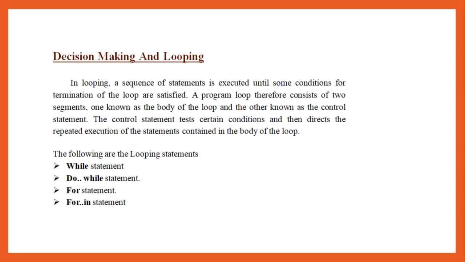Next is decision making and looping. What is a loop? A sequence of statements is executed until some condition is satisfied, after which the loop terminates. A program loop consists of two segments. One is known as the body of the loop and the other is known as the control statement.